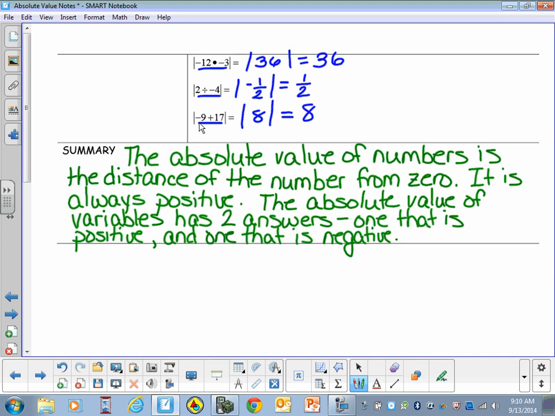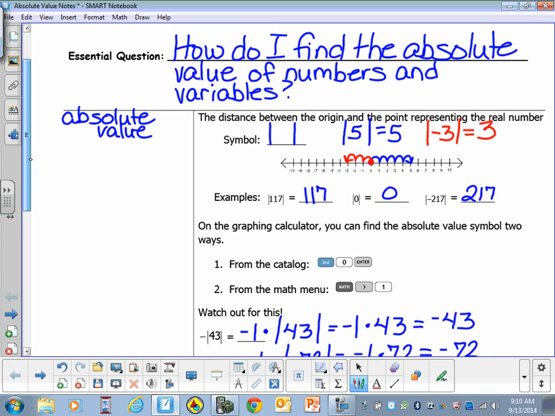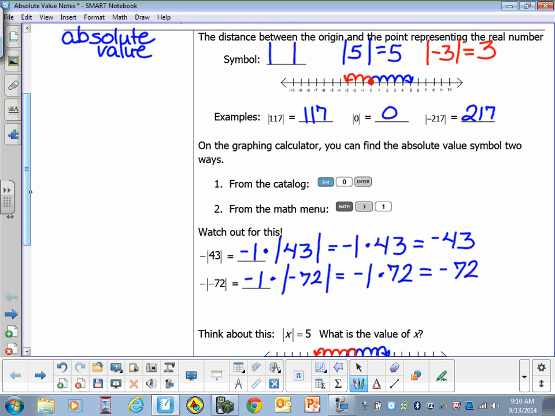In addition to summarizing the lesson, you want to go back through the notes. And over here in the left-hand column, you want to write some questions. To begin with, I just defined absolute value. That's why that went here on the left-hand side. Right about here, we started talking about using the graphing calculator. So how do I use my graphing calculator to find absolute value?